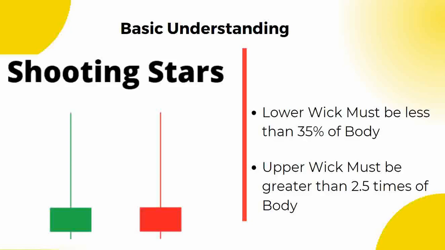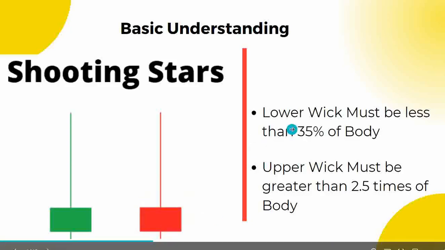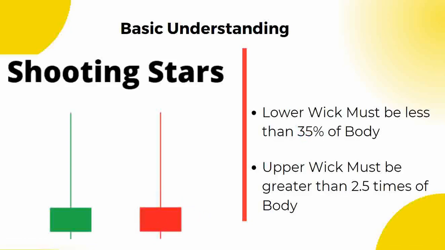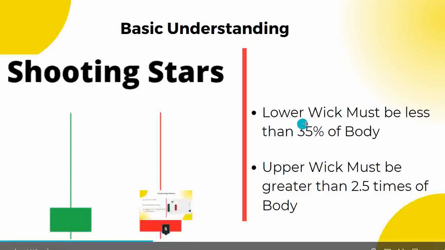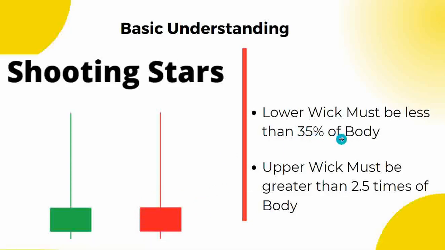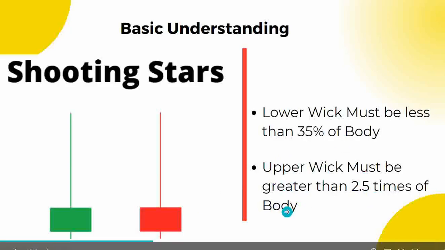The lower wick must be less than 35% of the body. It should be less than 35%. So we consider it a strong shooting star candlestick pattern if so. If the lower wick is greater than 35% of the body, then we consider it a weak candlestick pattern. For the upper wick, it must be greater than 2.5 times the body or more. The more the better, it shows the strength, but if it is less than 2.5 times the body, then we consider this weak.